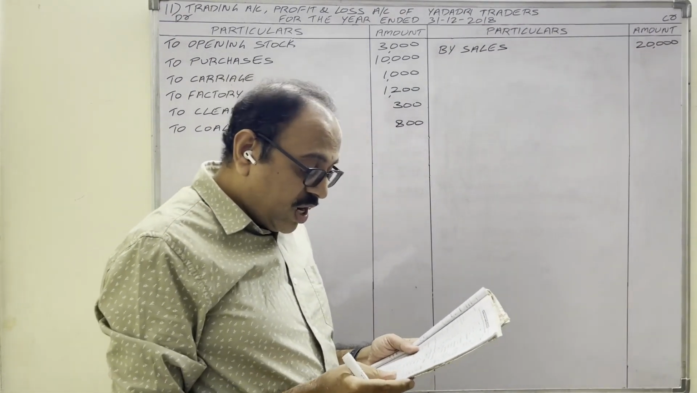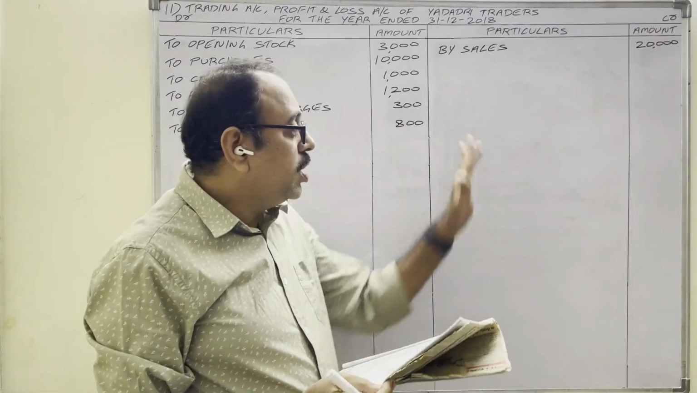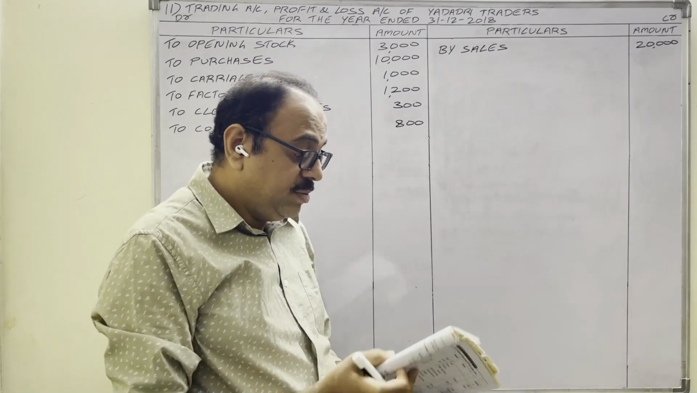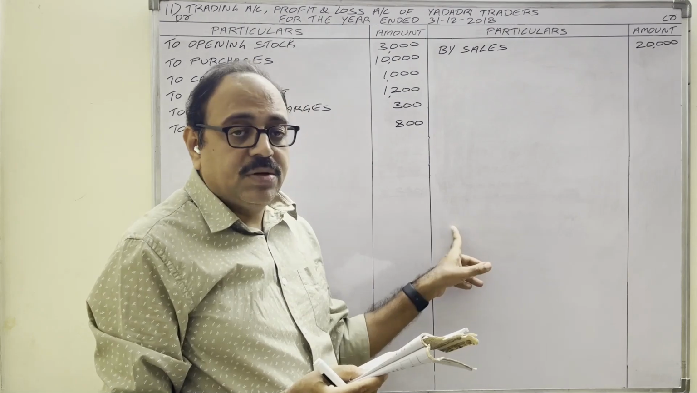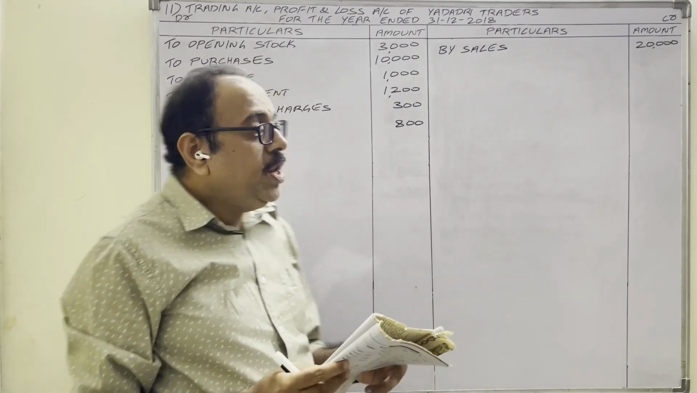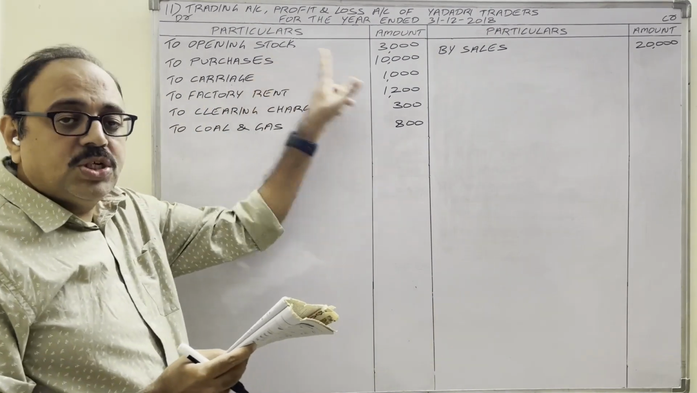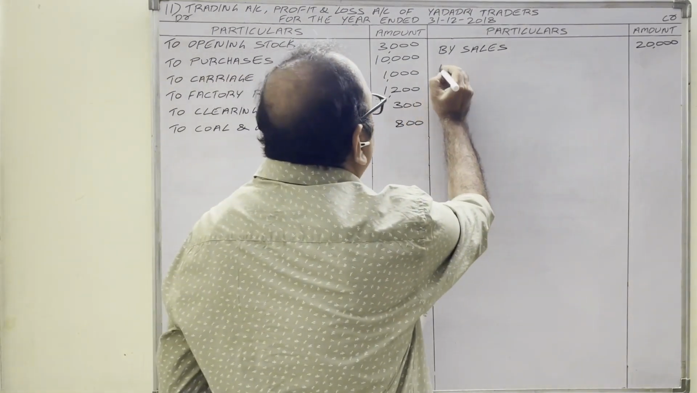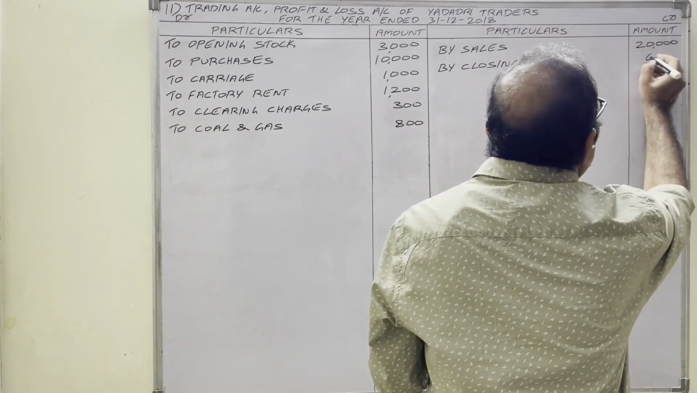Interest, discount, overdraft, capital, creditors: they don't come on the credit side of the trading account. Come to adjustments. Only one adjustment comes here, that is closing stock. Opening stock we wrote on the debit side, no? Closing stock goes on the credit side, the year ending stock. 'By closing stock, 6,500 rupees'.